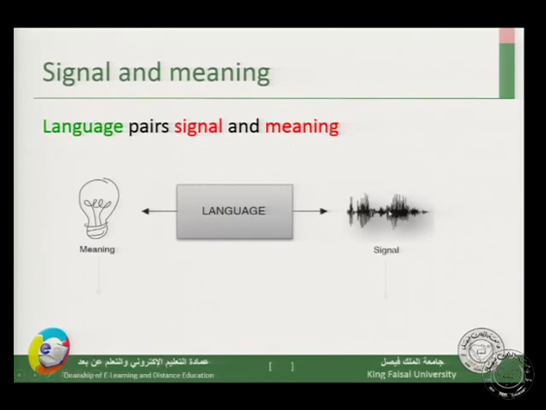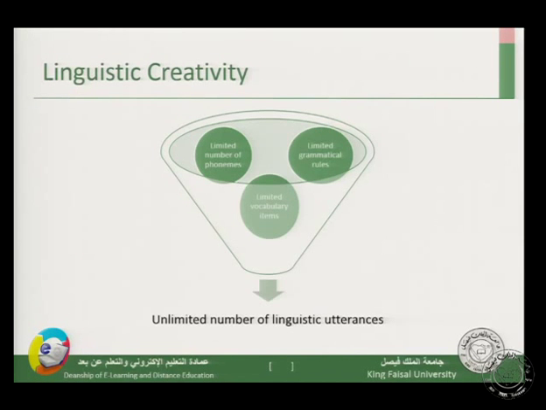We have a limited number of phonemes, a limited number of grammatical rules, and a limited number of vocabulary items. With these limited items, we are able to create an unlimited number of linguistic utterances. Okay, so as we can see here, we have a funnel.